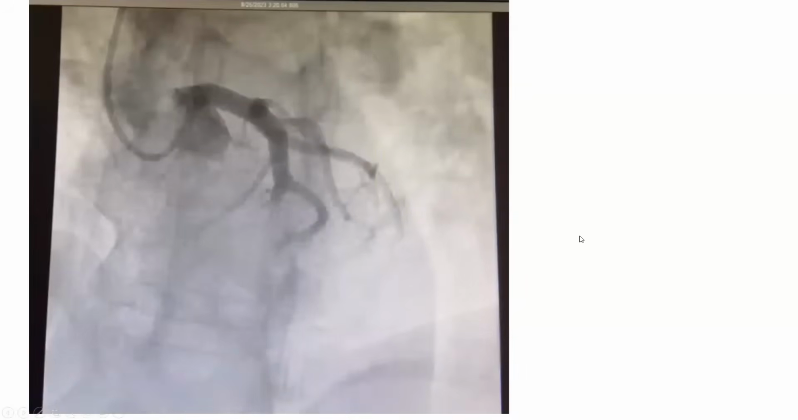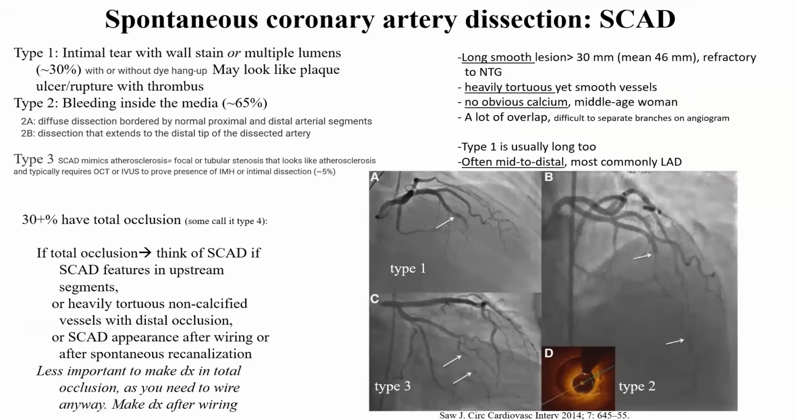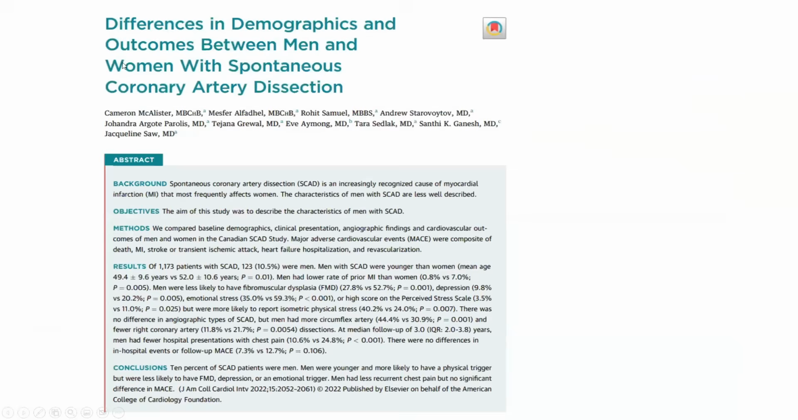He's a man. So data from registries suggest that about 10% of SCAD patients are men. So it can happen in men. Don't rule it out just because he's a man. He's a middle-aged man, which fits. And here is a registry describing the features of men with SCAD. It's fairly similar to women with SCAD. It tends to be more physical stress than emotional stress in men, and they tend to be a little bit younger.